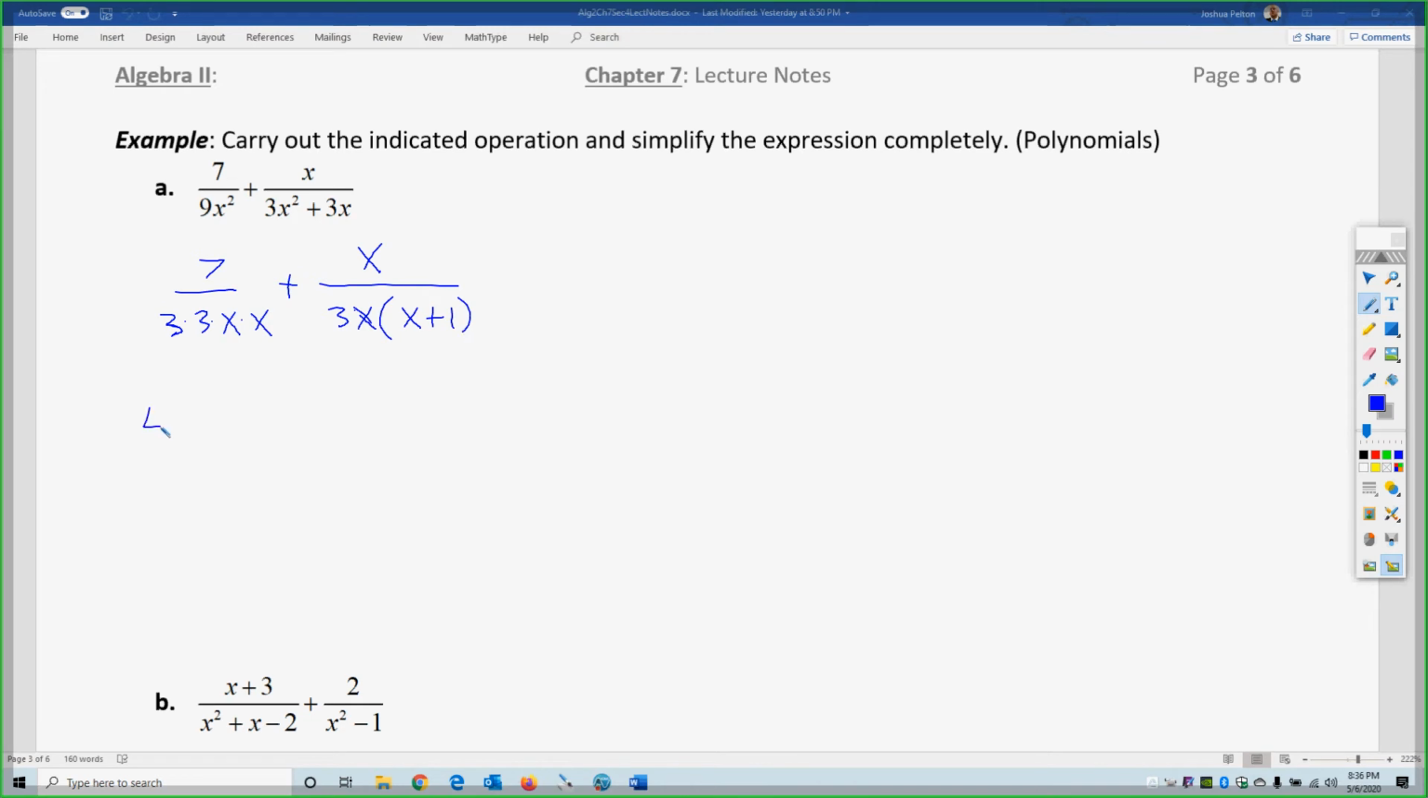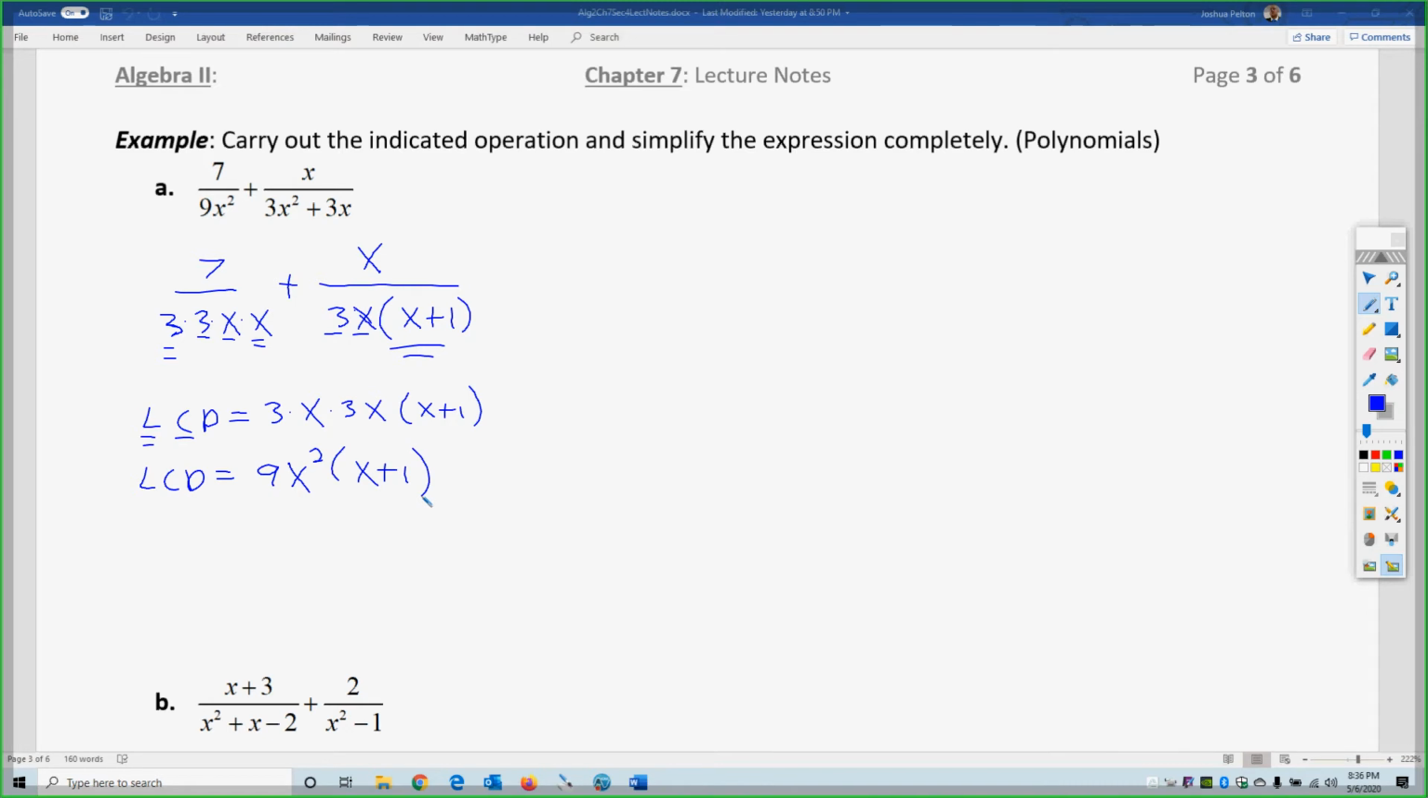Okay, lowest common denominator. What do they have in common? They have a 3 and an x in common. What's left over? A 3 and an x. And an x plus 1. So the lowest common denominator is 9x squared times x plus 1.